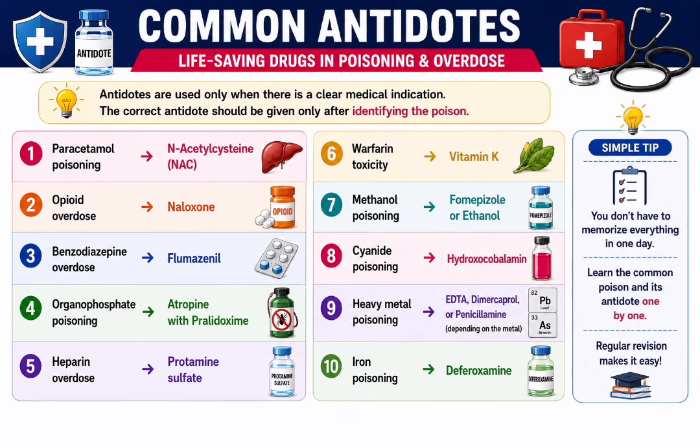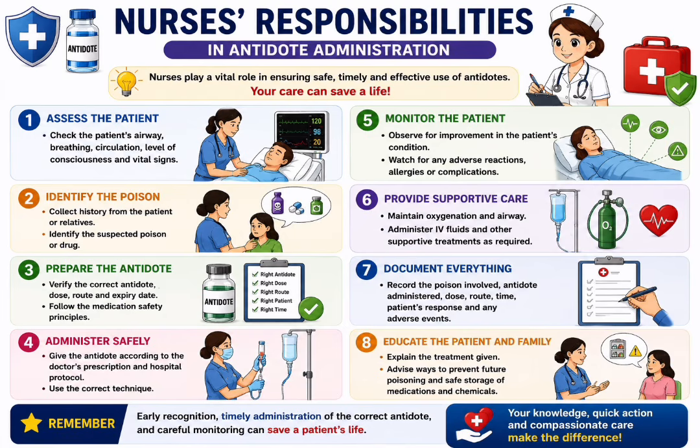Knowing the correct antidote is only one part of patient care. The nurse plays a vital role in ensuring that the antidote is administered safely, promptly, and effectively. So, let's move on to the nurse's responsibilities. Nurse's responsibilities. Now, let's discuss the important responsibilities of a nurse during antidote administration. 1. Assess the patient. First, assess the patient's airway, breathing, circulation, level of consciousness, and vital signs. This helps identify life-threatening problems that need immediate attention.